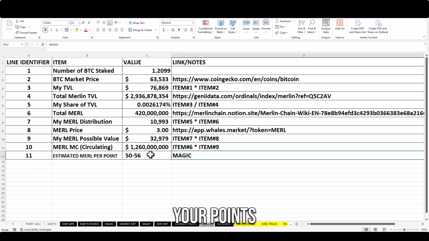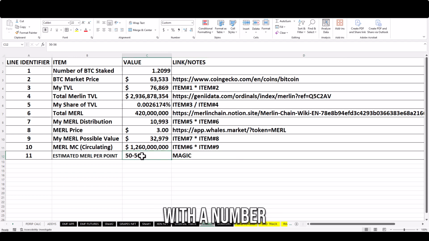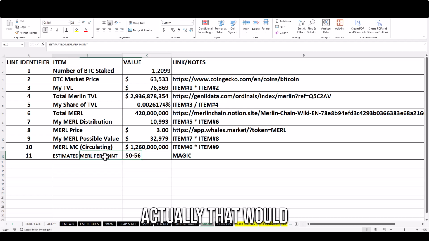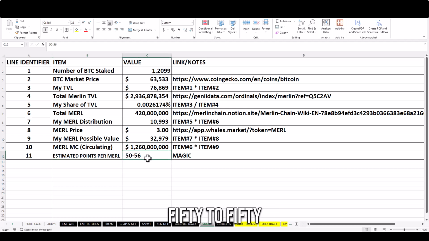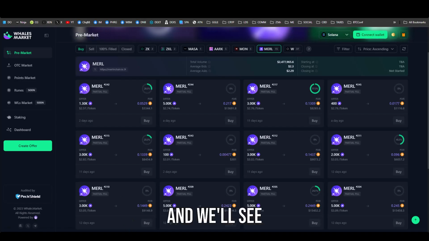Now, there's a little magic in here. You could take your points and try to calculate the points, but we don't know the total points in the system, so this is kind of a derived value. But assuming you were staked from day one, I'm coming up with a number of like 50 to 56 points per MERL token. Actually, that would be estimated points per MERL backwards. So there you have it, folks. 50 to 56 points equals one MERL token, assuming you were staked from day one. Now, that is assuming the $3 price. And we'll see how that shakes out.